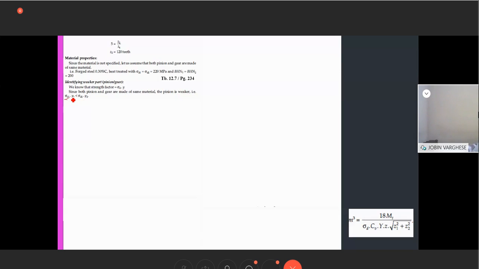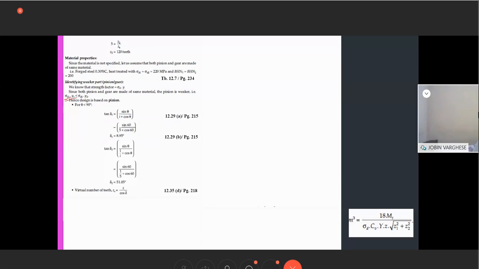This sigma d1 y1 is the strength factor for the pinion, and this is for the gear. So in fact, we say this is weak. Now come to the next part. Next, our idea is to find out a virtual number of teeth. As in the helical gear, there is also a formative gear we are making here. Okay, formative gear we are making here.